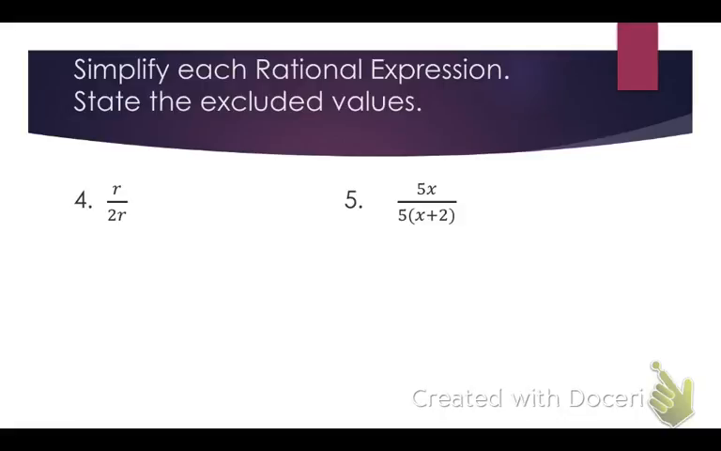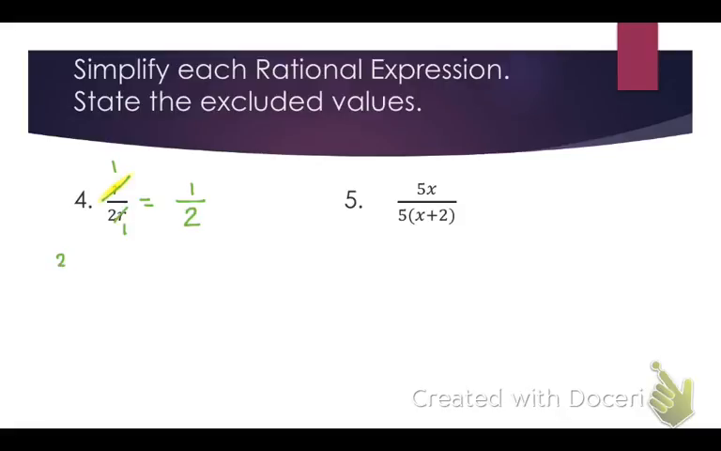Well, I look at this, 2 times r, so it's all held by multiplication. So I'm going to start by canceling my r's. R divided by r is 1, so this would result in 1 over 2. But I have to consider what would cause a division by zero error.